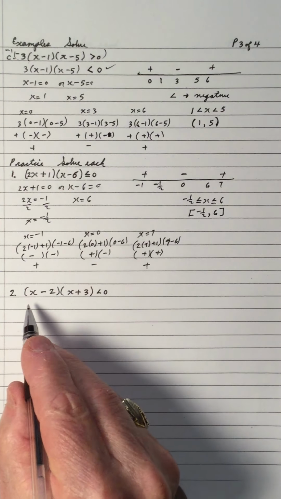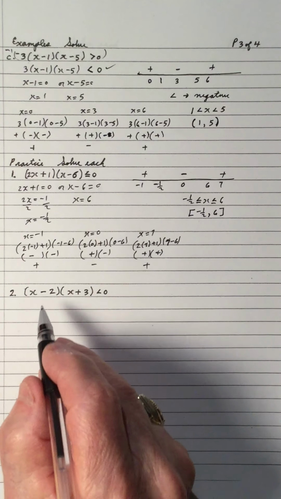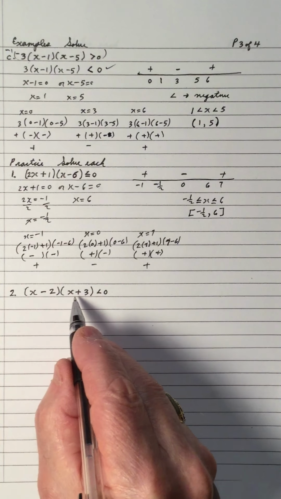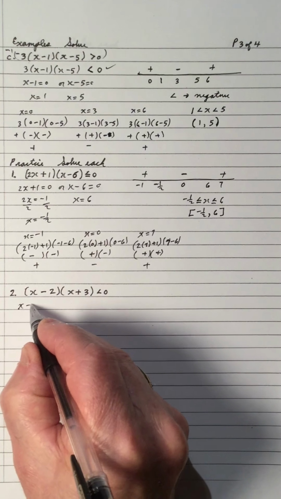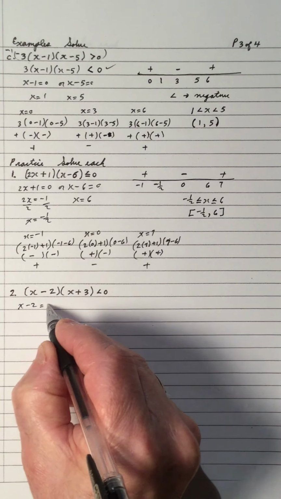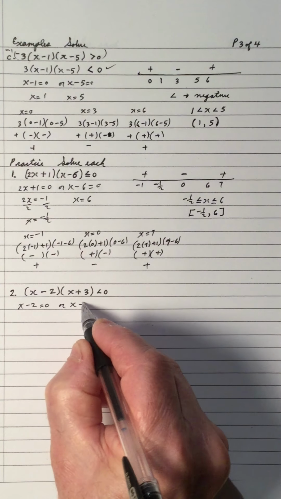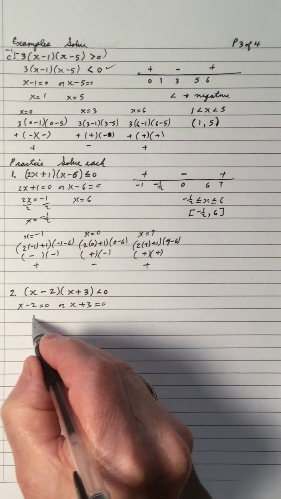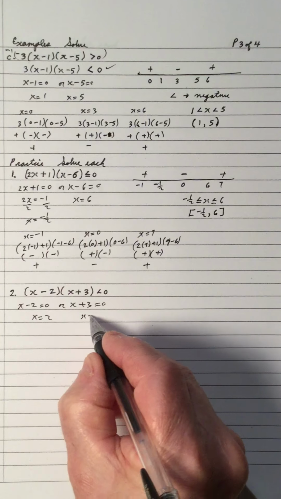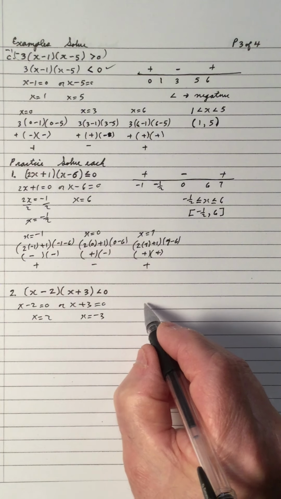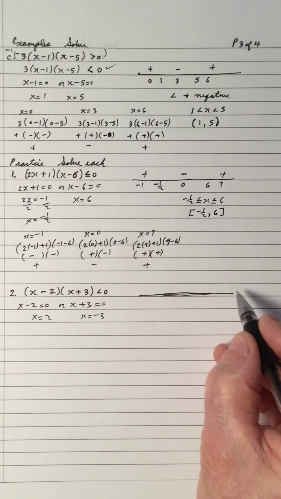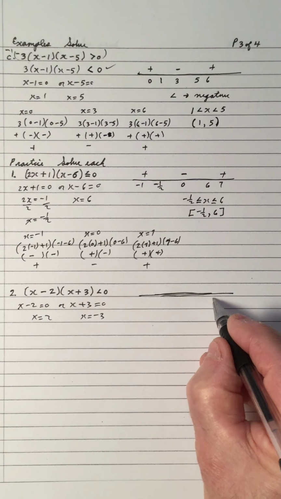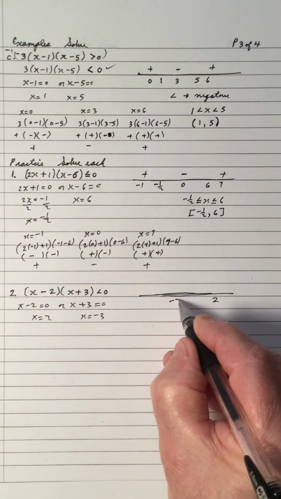And let's try another one, number 2. x minus 2 times x plus 3 is less than 0. So we have x minus 2 equals 0 and x plus 3 equals 0. x equals 2, x equals negative 3. Let's draw our number line, and let's make the number line straight. I have a 2 and I have a negative 3.